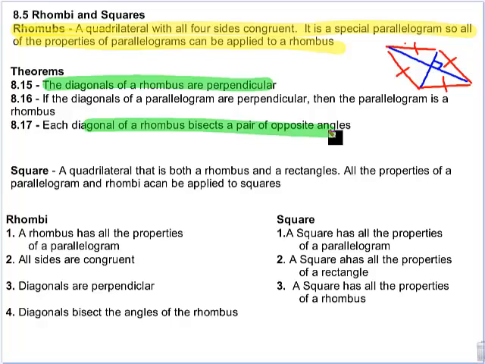So what does it mean to bisect? Cuts it in half. So this diagonal here bisects it and bisects it. So those four angles would be congruent. And same over here. That bisects, bisects, bisects, and bisects.